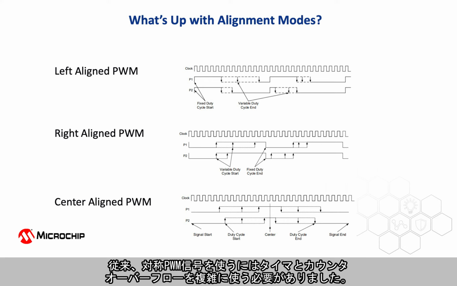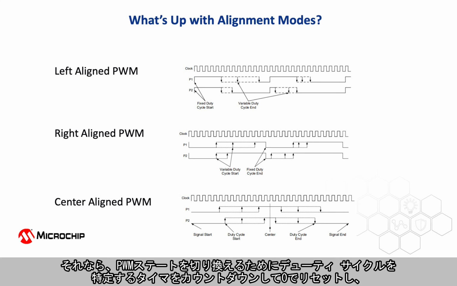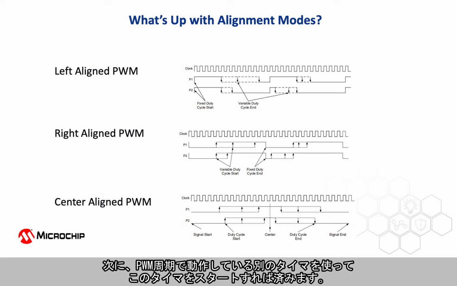Previously, symmetric PWM signals involved more complicated use of timer and counter overflows. As a result, it was much easier to do left-aligned PWM, which just counted down and reset at 0, a timer used for determining duty cycle, to change the PWM state, and then started the timer based on another timer running at the PWM frequency.